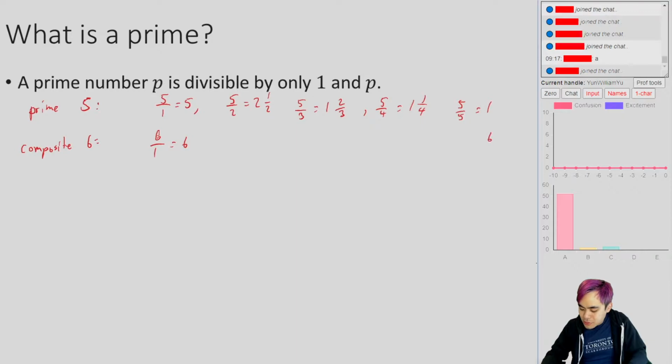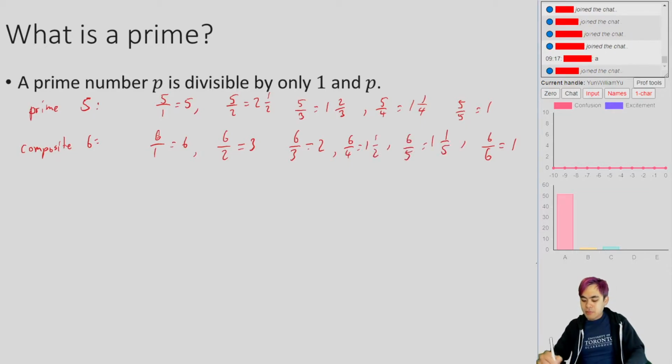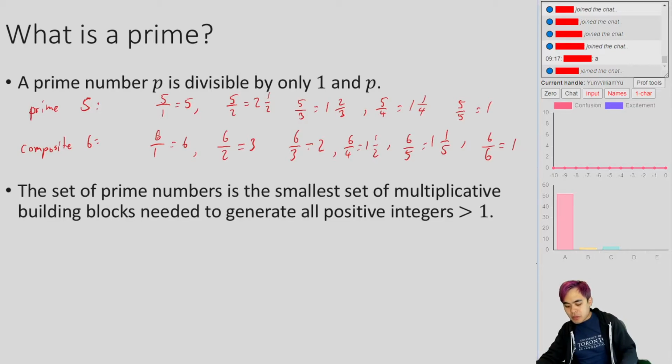And, of course, it's divisible by itself. But it's also divisible by some other numbers. Like 6 divided by 2 is 3. 6 divided by 3 is then 2, of course. 6 divided by 4 is actually 1 and 1/2. And 6 divided by 5 is 1 and 1/5. Okay, so composite numbers are divisible by more different things. But that's not the only way of understanding prime numbers.